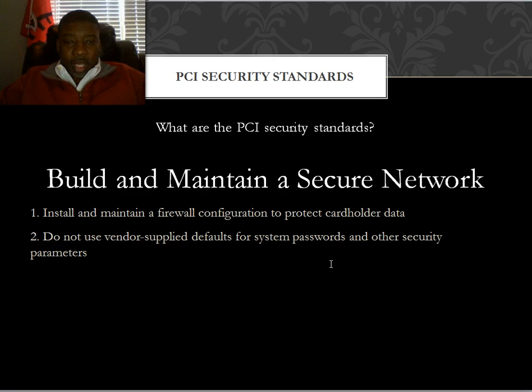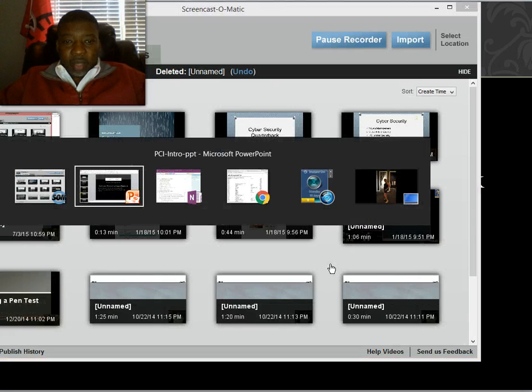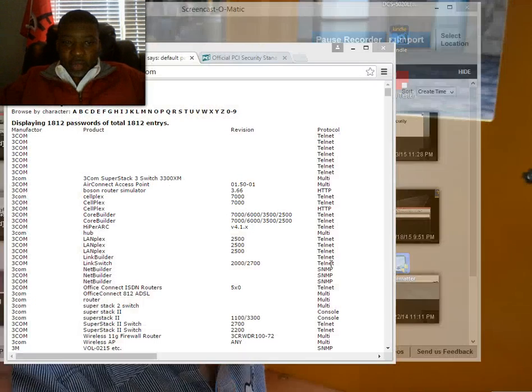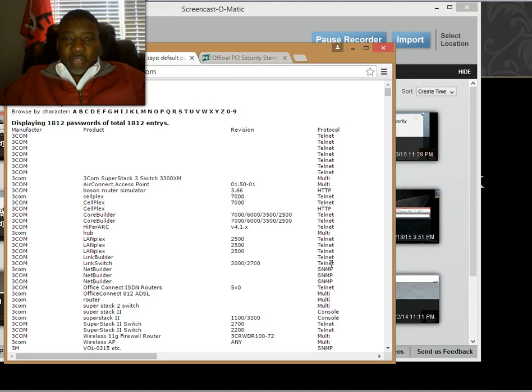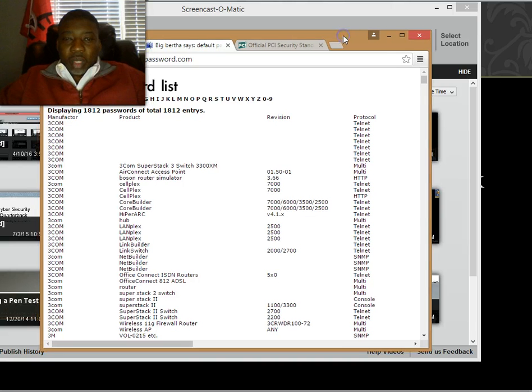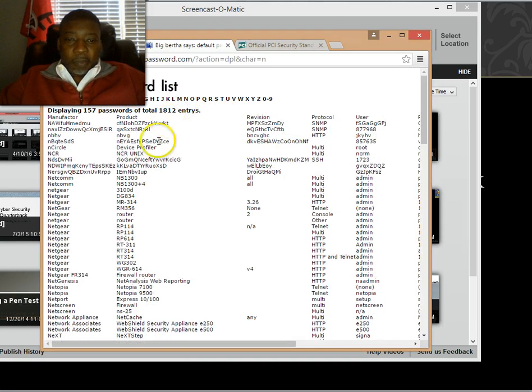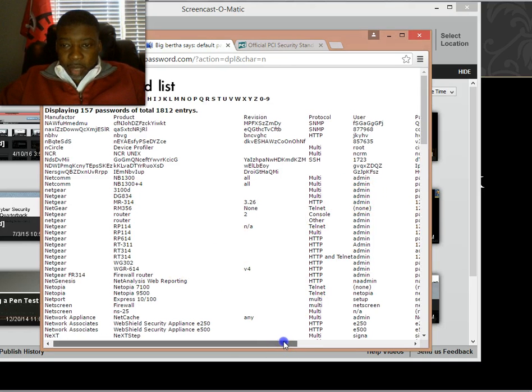An example of that, I think I already pulled up something. Let me see what I have. Yeah, so this is a default password list, as you can see right here. Let's say you're using Netgear. Click in, go to Netgear and the particular type of product for Netgear, and you can see user admin and password.